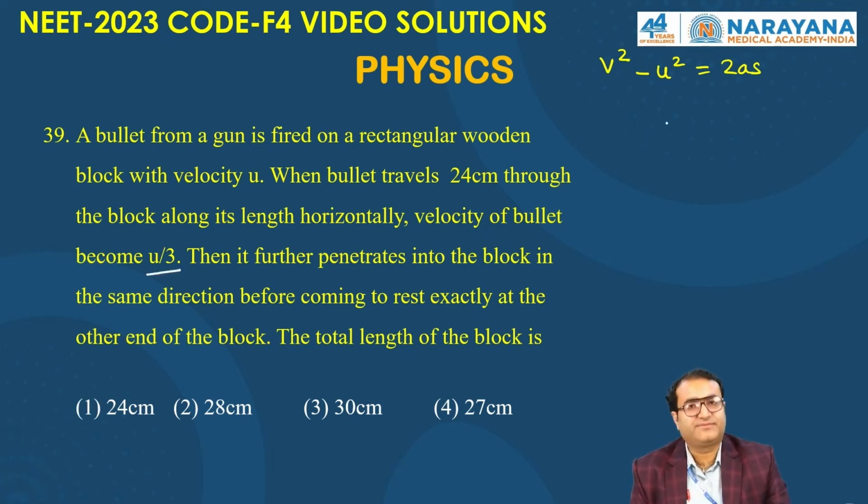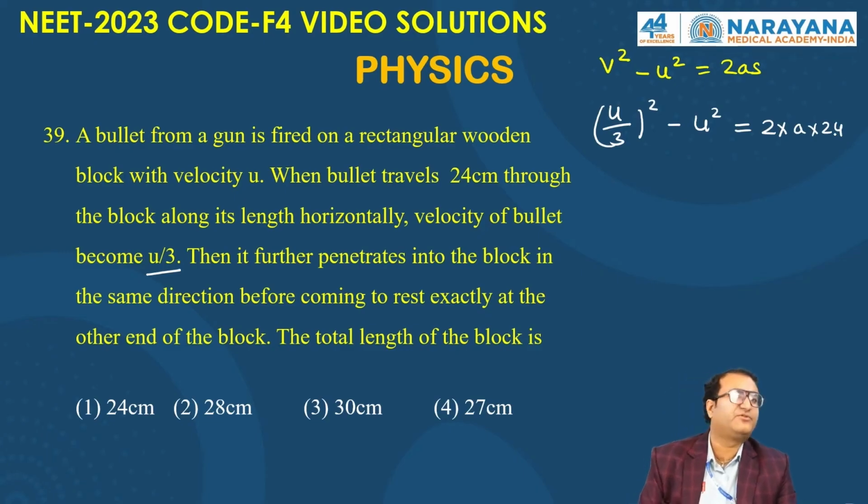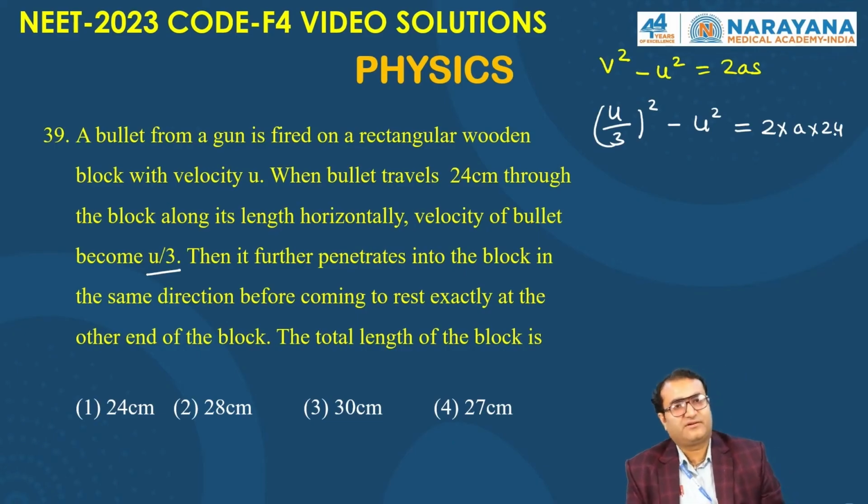Finally, its speed becomes u by 3. So I'll write it like u by 3 whole square minus u square. This is equal to 2 into a into 24 centimeter. I'm assuming it in centimeter and not converting units. Let us take the CGS unit system. It's better, it will save our time from the calculation.